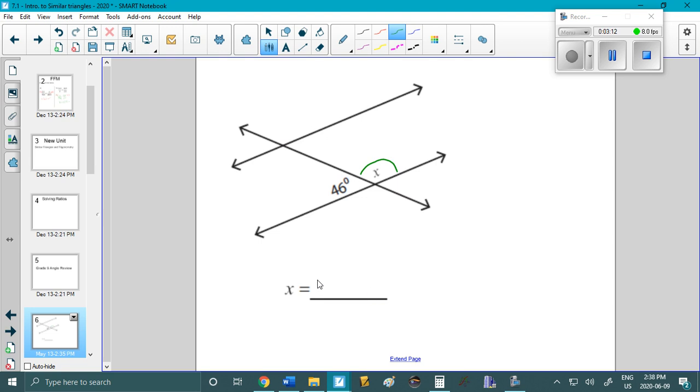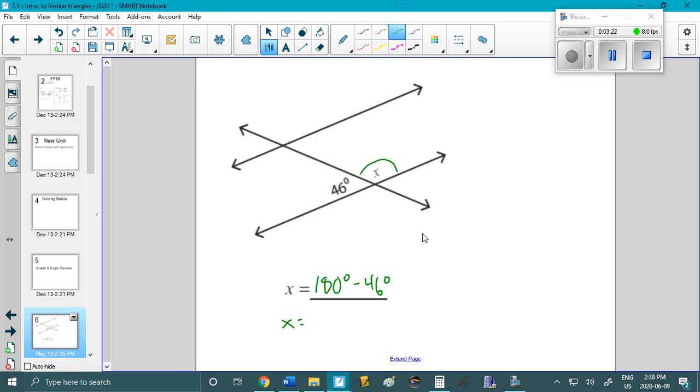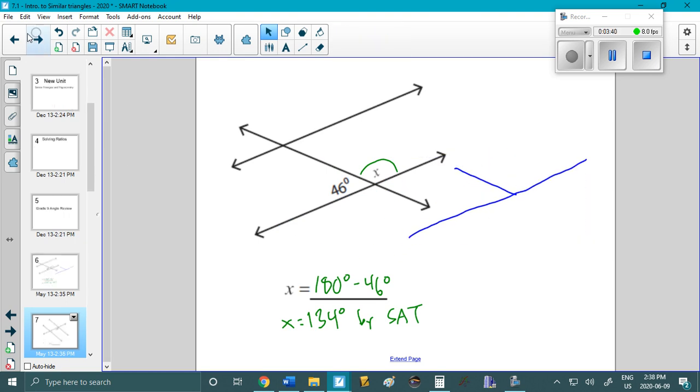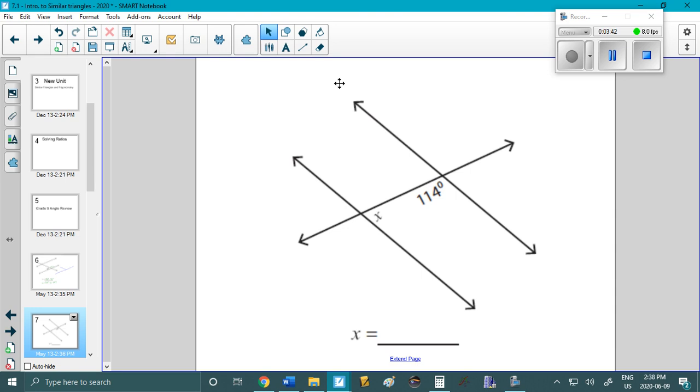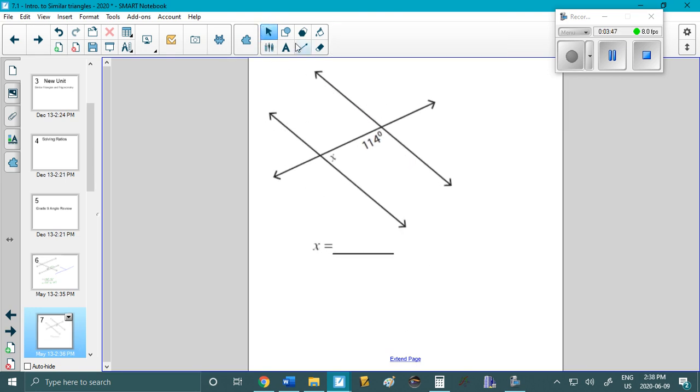Okay, so for this one, x is going to be 180 degrees minus 46 degrees. And so x is going to equal 180 minus 46 is 134 degrees. By SAT. So the supplementary angle theorem tells us that two angles on a straight line always add up to 180. Okay? All right, next up. Again, pause it, figure it out, and tell me how you knew it, or write down how you did it. What's your justification?